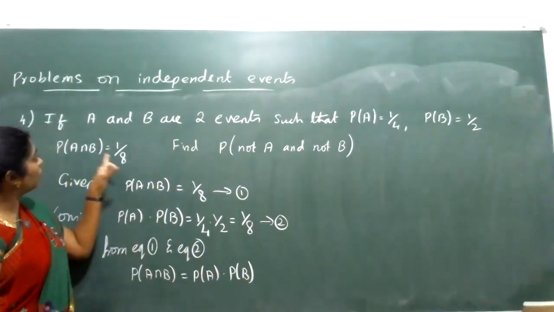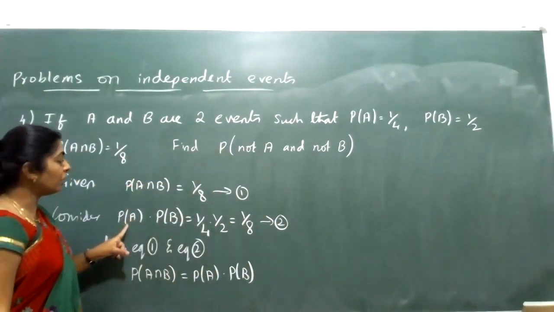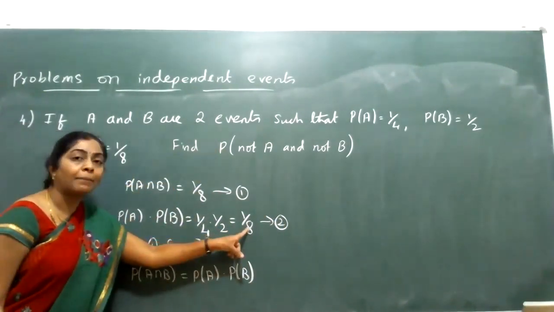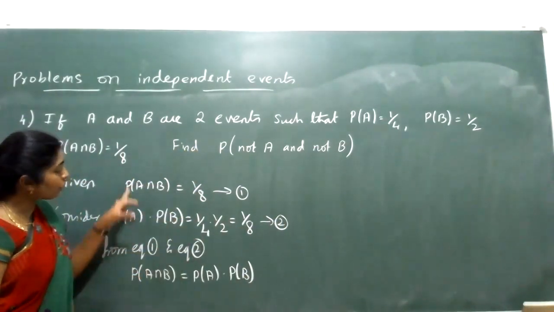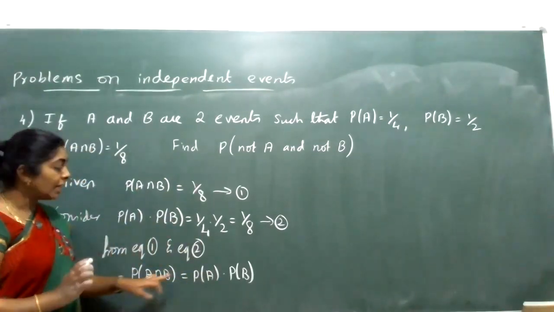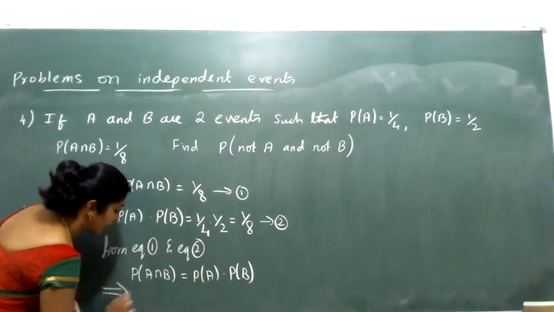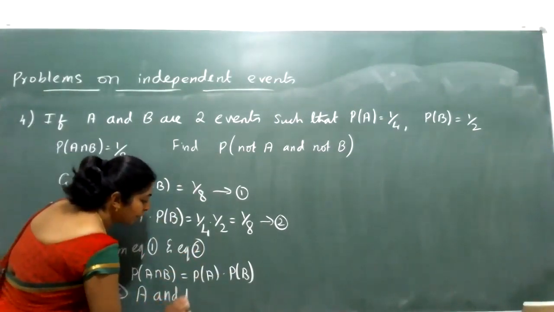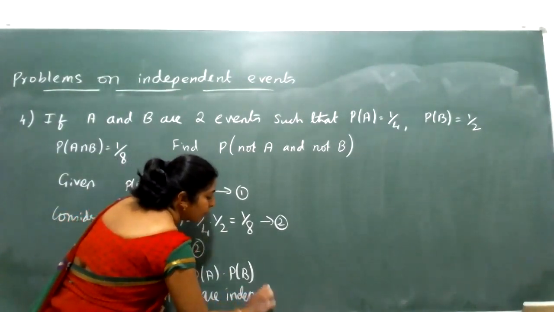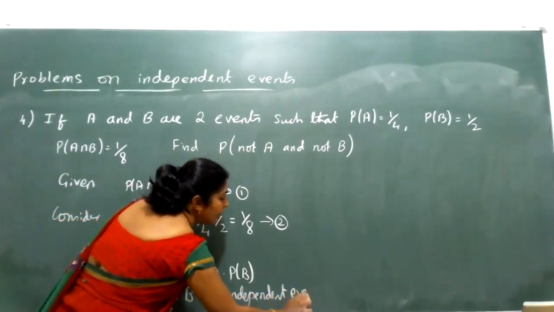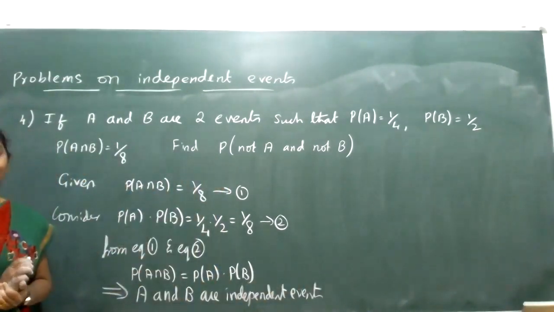Given already probability of A intersection B is 1 by 8. I have considered the product, probability of A into probability of B, I am getting 1 by 8. From equation 1 and 2, I can say that probability of A intersection B is equal to probability of A into probability of B. That implies A and B are independent events, because this is the condition it has to satisfy. It has satisfied that condition.